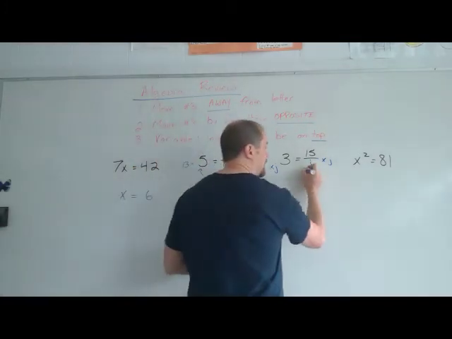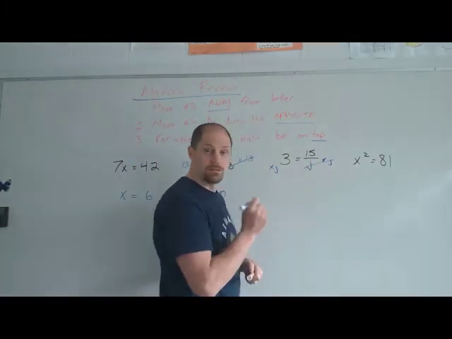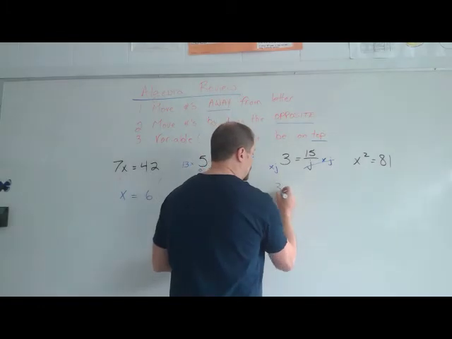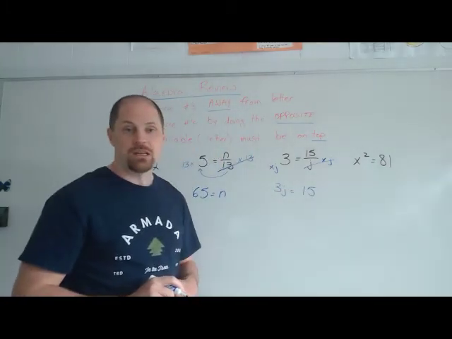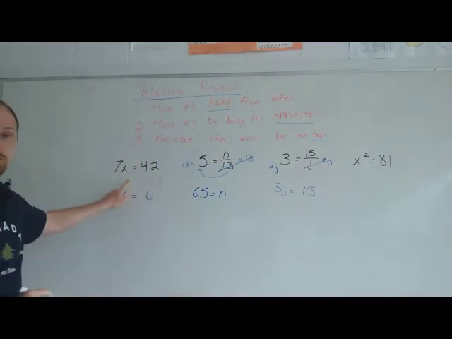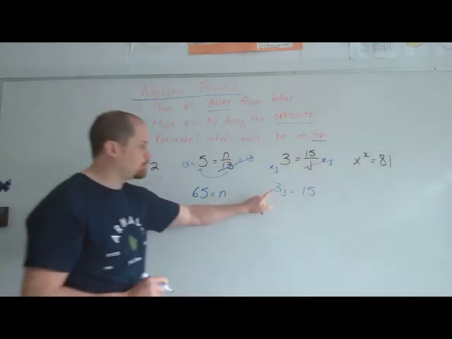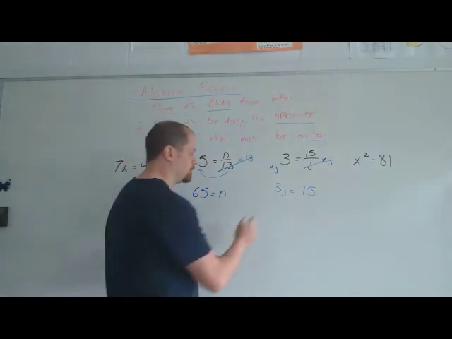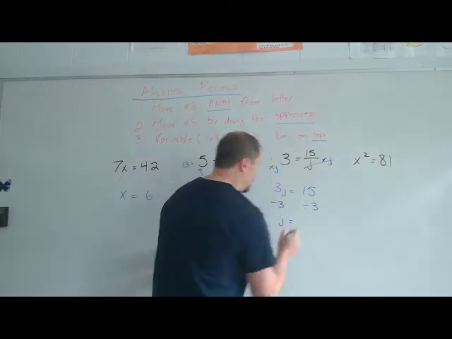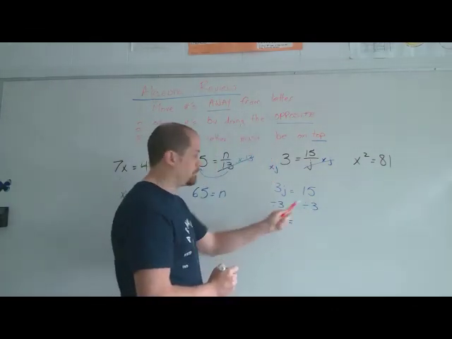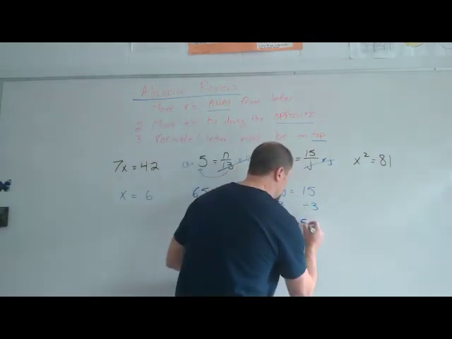What we end up doing is we cancel out the j's. They disappear. And we get 3j equals 15. Now it looks like this one that we had here. We want to move the 3 away from the j. We do the opposite. The 3's disappear. 15 divided by 3 is 5.